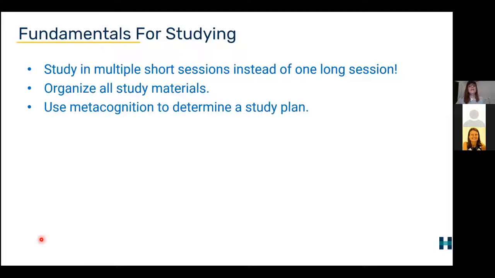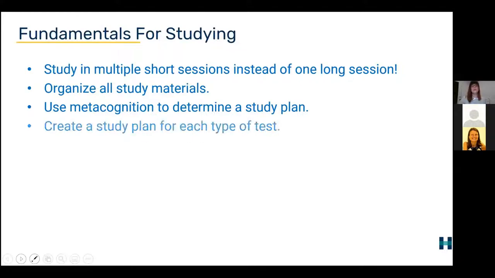Using metacognition to determine a study plan. In other words, understanding what do I need to know and what don't I need to know. Creating the study plan: what am I going to do for each of the four nights that I'm going to study for this test? Focus on one task at a time when studying. And we're going to find out how to get rid of some of those distractors while studying.